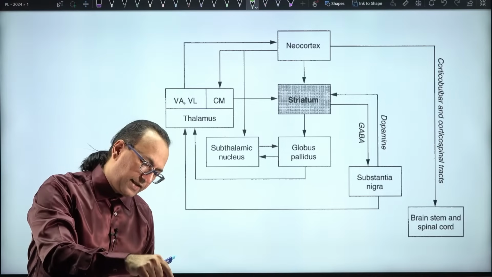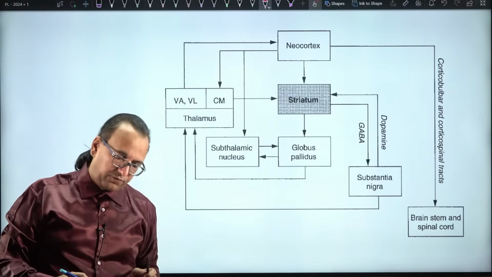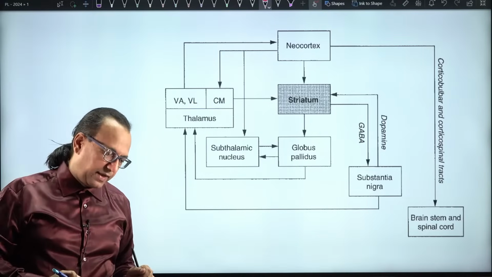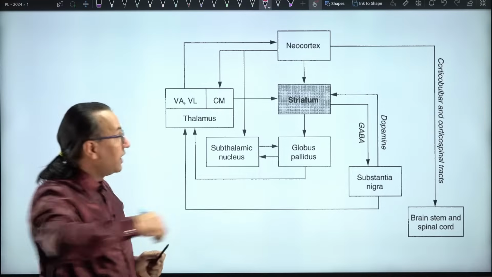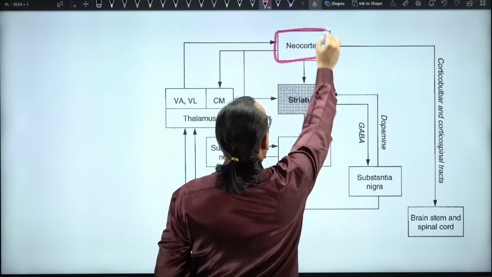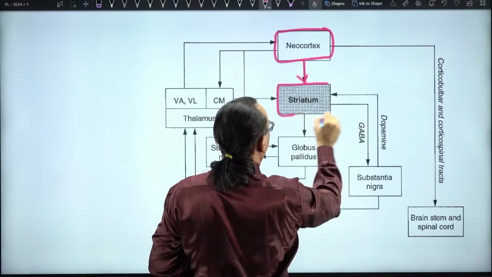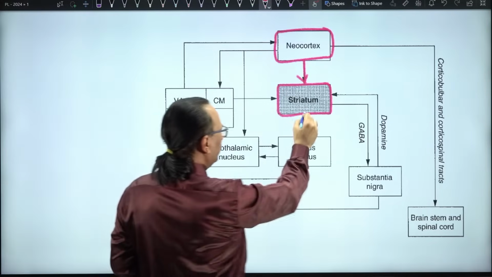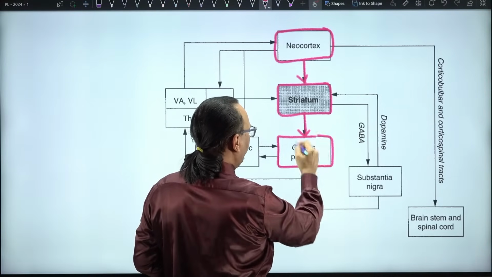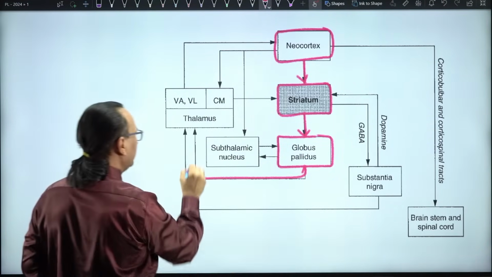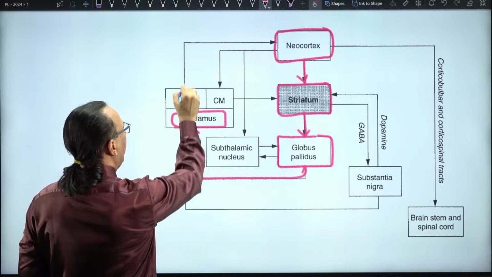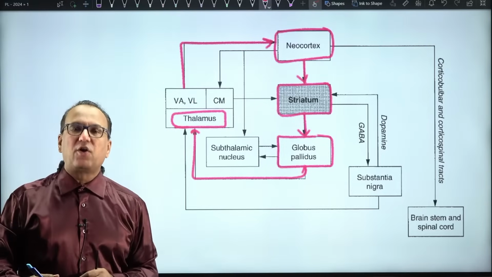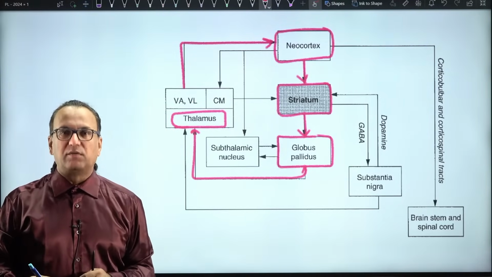In the circuitry of basal ganglia, we understand that we have to start with a thought, and that thought will be coming in the neocortex. Now, if it is in the neocortex, the thought will come towards the striatum, and from the striatum it will go to the globus pallidus, and from the globus pallidus it will go towards the thalamus, and from the thalamus it will come back to the neocortex. It is for planning and programming of the movement before you actually do the movement.